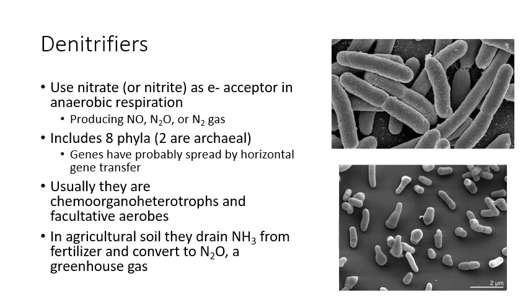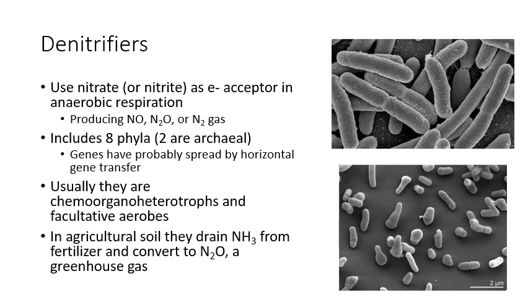So there's 8 different phyla of prokaryotes that can do this process. 2 of them are archaeal phyla, the other 6 are bacterial. And it's so widespread in different phyla that probably those genes have been traveling through different prokaryotic species by horizontal gene transfer. So there's a lot of diversity among the denitrifiers as well.